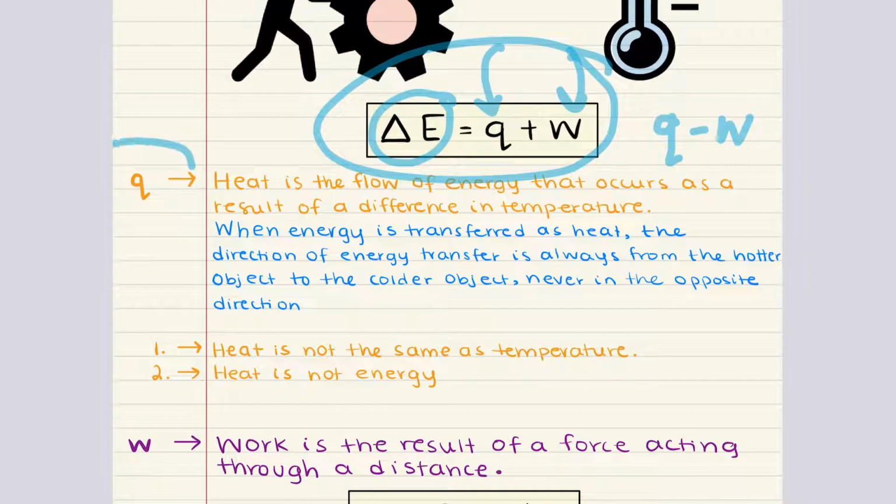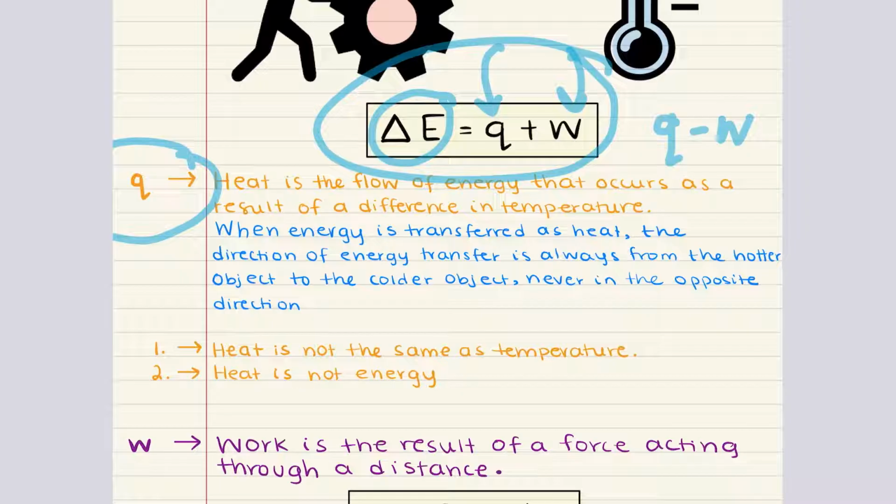Heat is the flow of energy that occurs as a result of a difference in temperature. When energy is transferred as heat, the direction of energy transfer is always from the hotter object to the colder object. One thing to notice is that heat is not the same as temperature. Temperature is a measure of the kinetic energy of the system. Heat is a measure of the transfer of kinetic energy from one system to another.